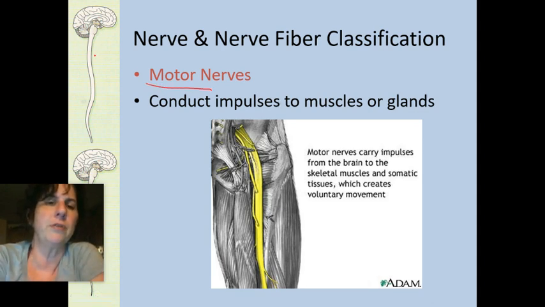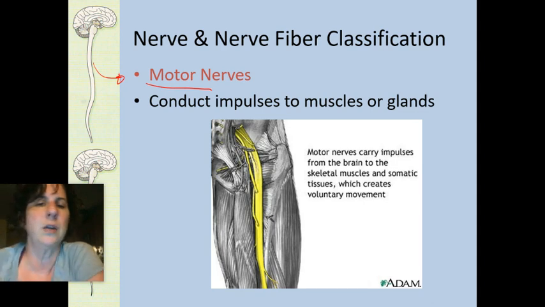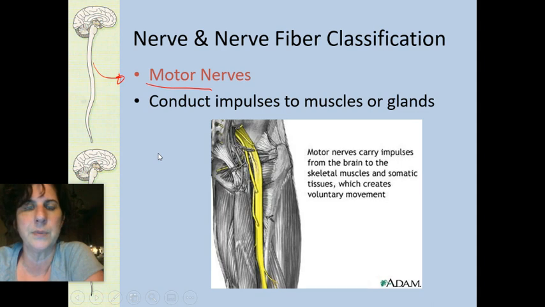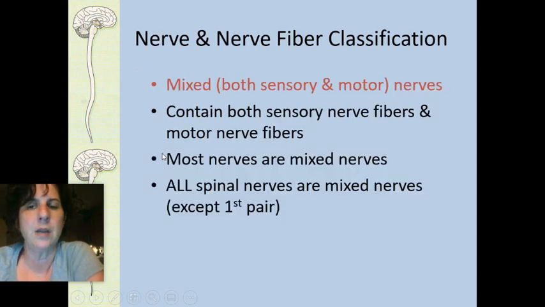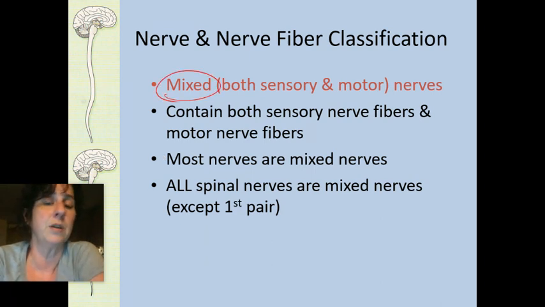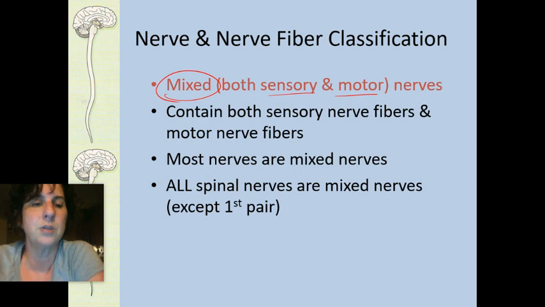Motor nerves go from the central nervous system back out to muscles or glands and tell things to respond. This isn't anything new. You've learned this before, okay? Now let's start talking about combining these things. A mixed nerve has both sensory and motor function. So it's not just isolated to being only a sensory function and bringing information in, or a motor function bringing stuff out. It actually has some functions of both.